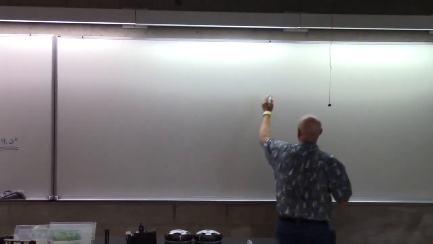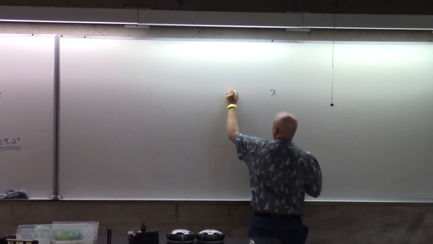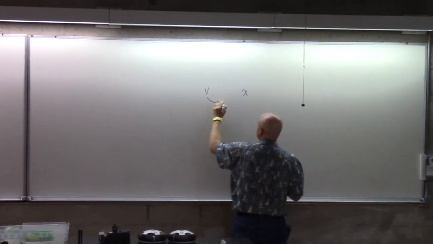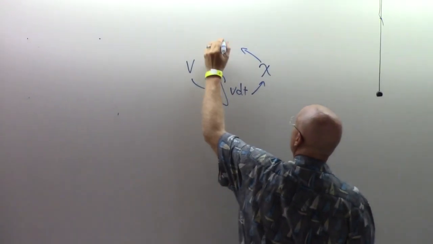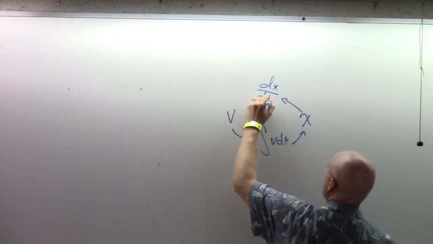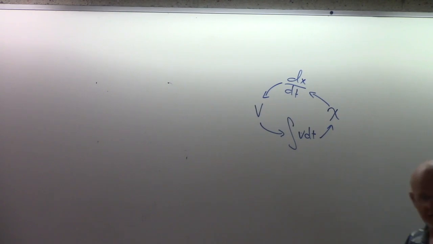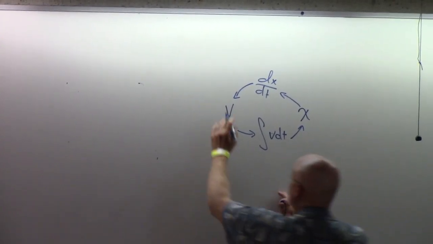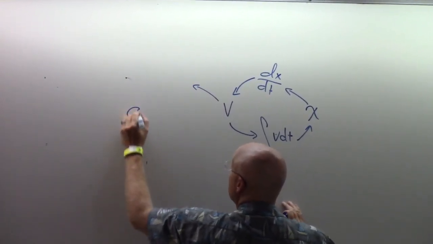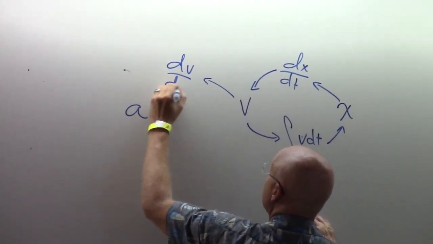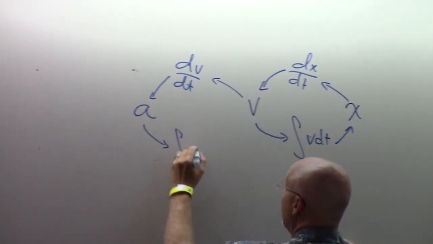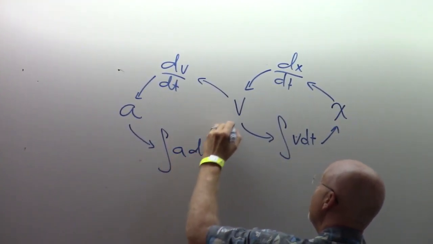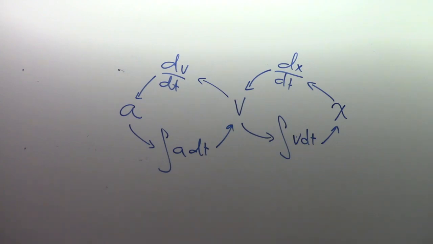If you want to know position from velocity, you just integrate. Or if you have position, you take its derivative to get the velocity. Or if you have velocity, you can get acceleration by taking its derivative. Or you can integrate it and get its velocity. And now I'll say do that twice.